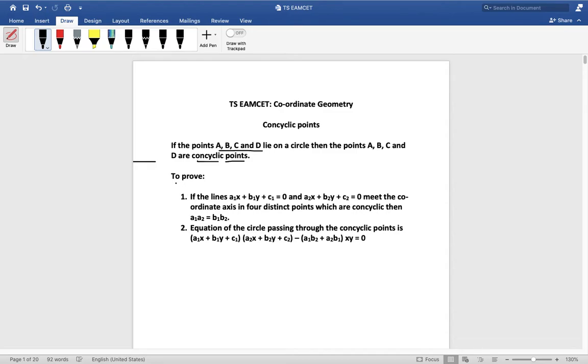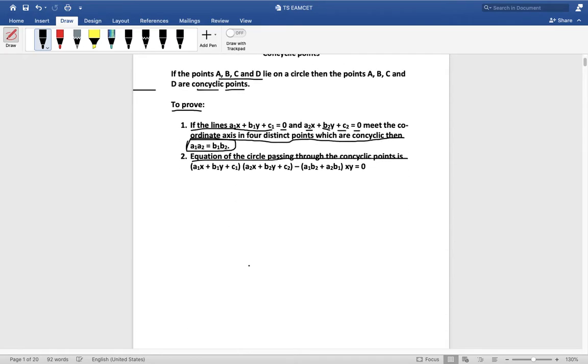But the problem starts now. It says we have to prove that if the lines a1x plus b1y plus c1 equals 0 and a2x plus b2y plus c2 equals 0 meet the coordinate axes in 4 distinct points which are concyclic, then you have to prove that a1a2 equals b1b2. Then you also have to find the equation of the circle which is passing through these points A, B, C, and D. So let us first assume how this problem will look.